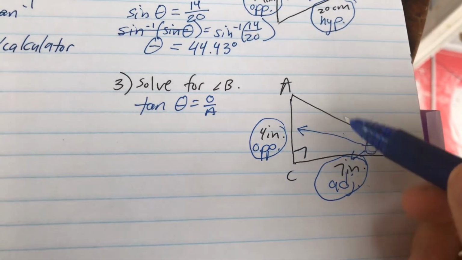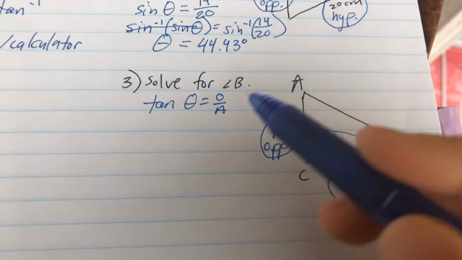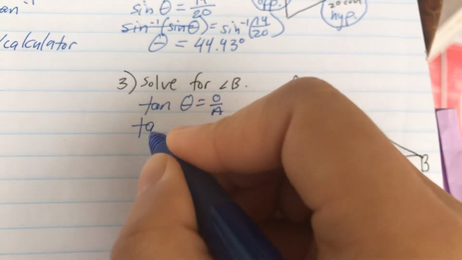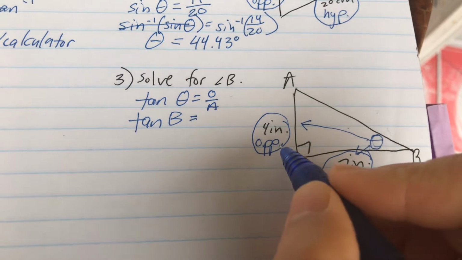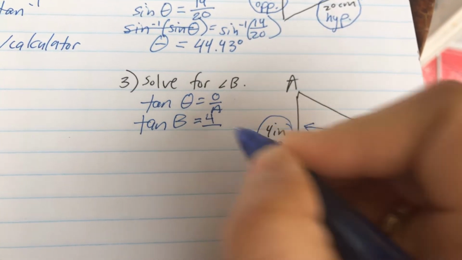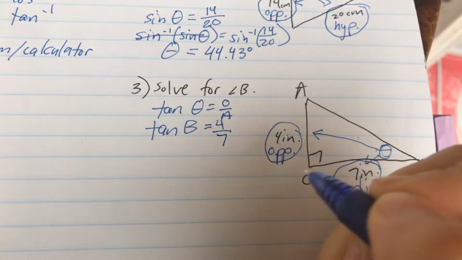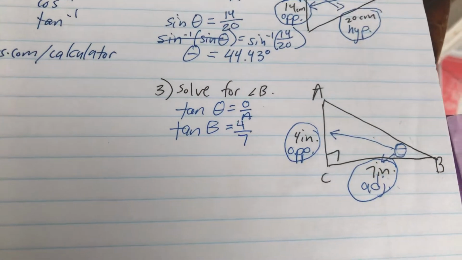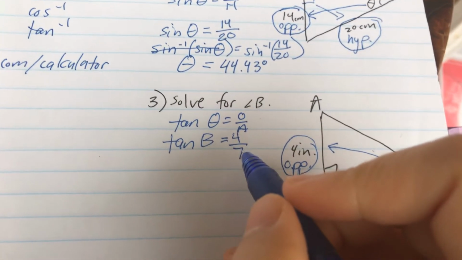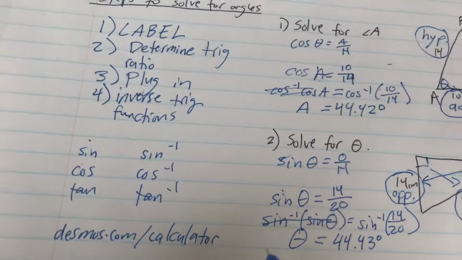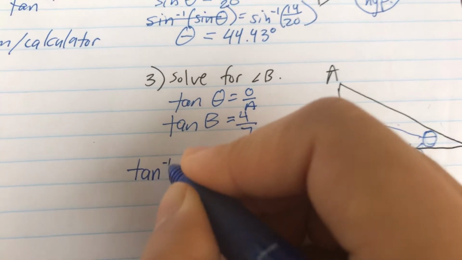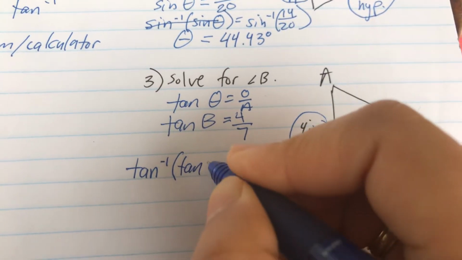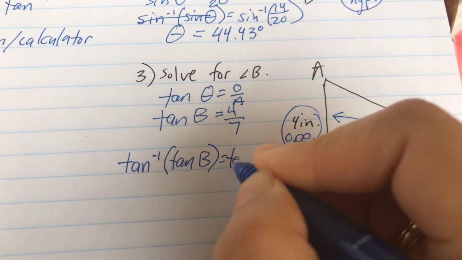Okay, so there's step 1, there's step 2. Now step 3, I'm going to plug everything in. So for theta, I'm going to plug in B. That's what I'm solving for. For opposite, I'm going to plug in 4. And for adjacent, I'm going to plug in 7. Alright, so if you're getting stuck here, remember, just go back to your steps. The 4th step is to do the inverse trig function. Here I have tangent, so to get B by itself, I'm going to do the inverse tangent of both sides.